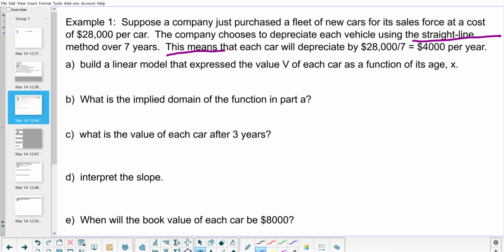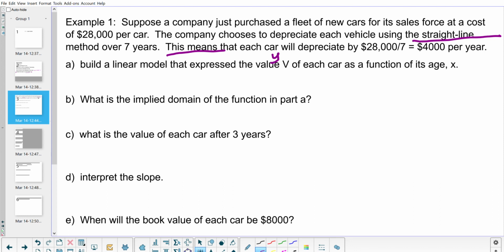Okay, so then this is what you need to be able to do. You need to be able to do all these different parts for this one situation. Okay, part A, build a linear model that expresses the value v, okay, so value is going to be our output, our y, of each car as a function of its age. So that's going to be x, its age is going to be the input. Okay, so I'm going to have you pause this video. I want you to try to write this. Go.